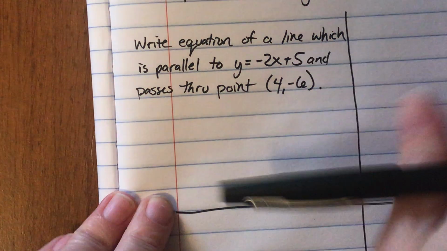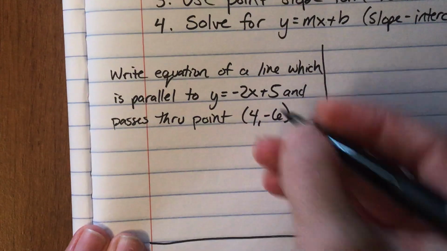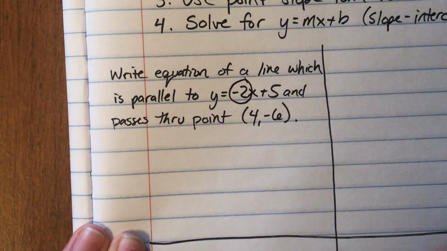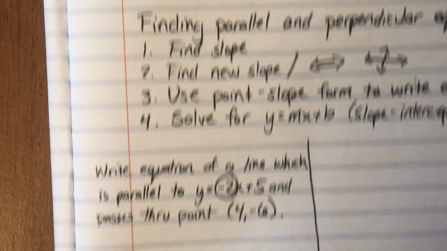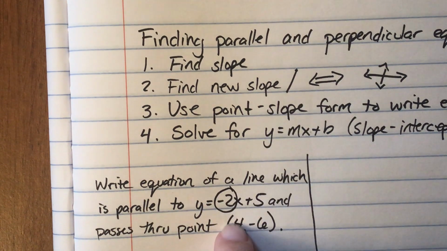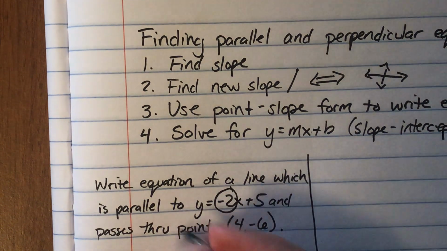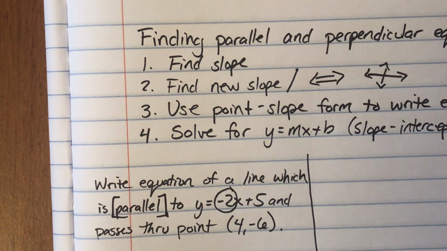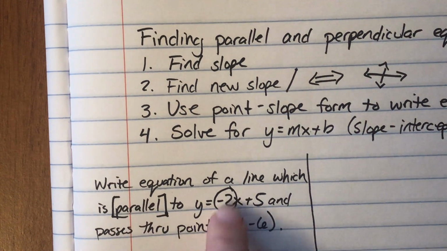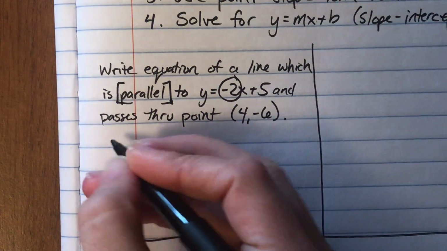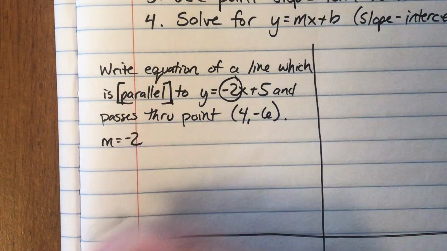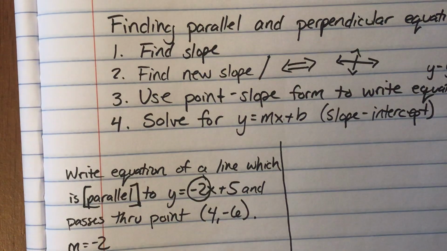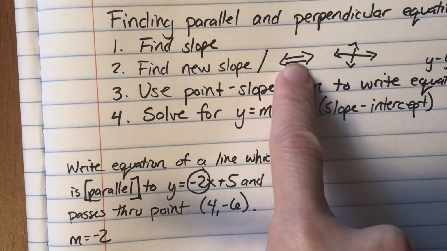Well, the first thing, of course, step 1 is to find the slope. The slope here is negative 2. Pick that out first, and then find the new slope. Well, what's the new slope going to be? If it's parallel, and you're going to have to pay close attention to whether the question's asking you for parallel or perpendicular, if it's parallel, the slope is still going to be negative 2, right? So I'm going to make just a tiny note to myself. Okay, m is equal to negative 2. New slope based on parallel, what we know about parallel lines.